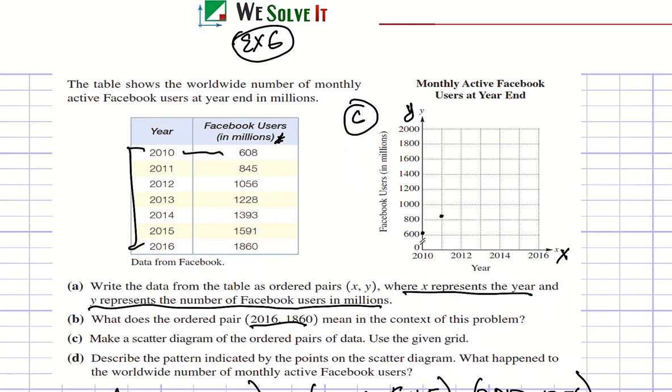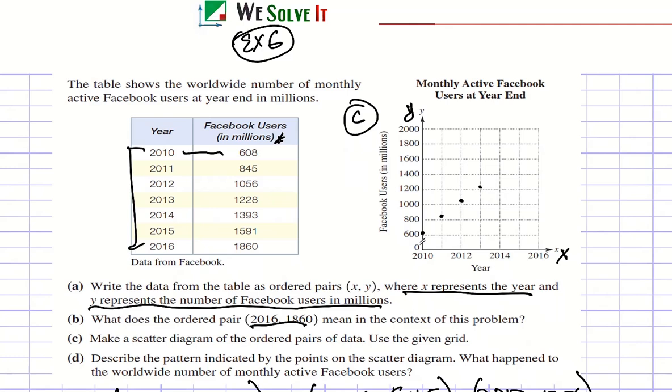2012 has a 1056. 2012 is right there. 1056 should probably be somewhere. Oh man, it's kind of hard. 1056 probably somewhere here. Okay. 2013 is between 2012 and 2014. 2013 has 1228. So 1228 will probably be somewhere here.